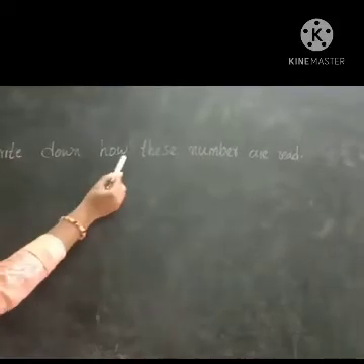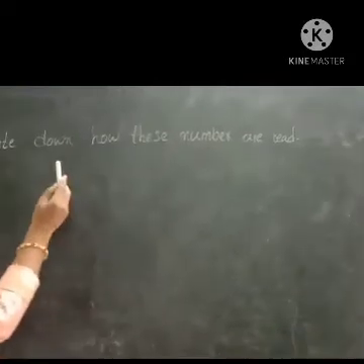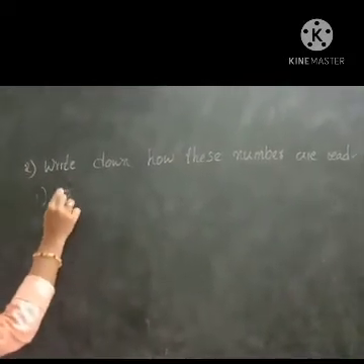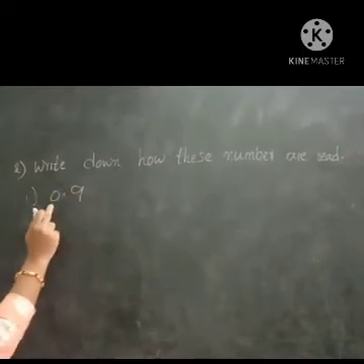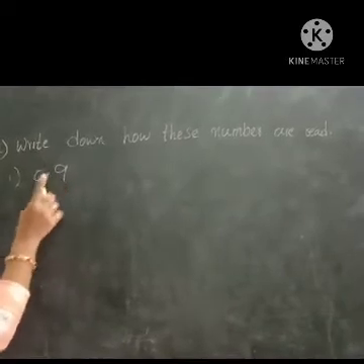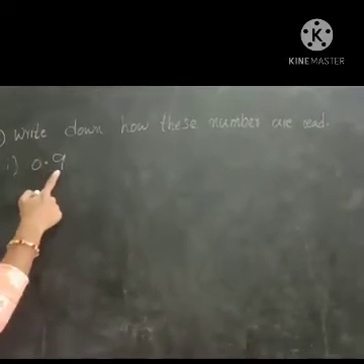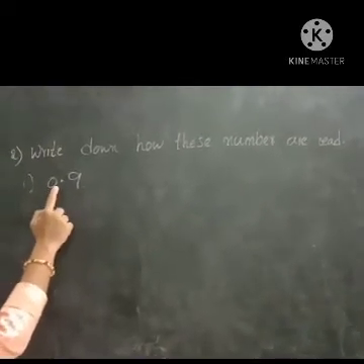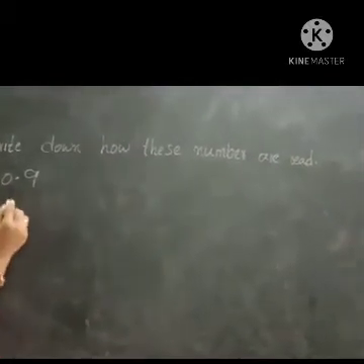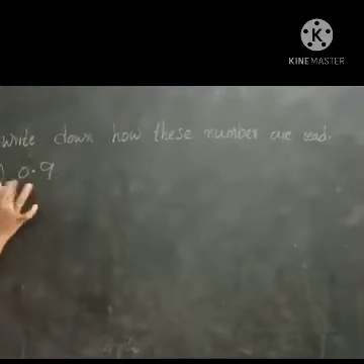Write down how these numbers are read. We have to write the numbers also. See the first one, 0.9. How will we read this number? 0. Here point is there, no? Decimal point. 0.9. See children, how will we write this number? We will read it as 0.9. No? How will we write? This is a 0, no?